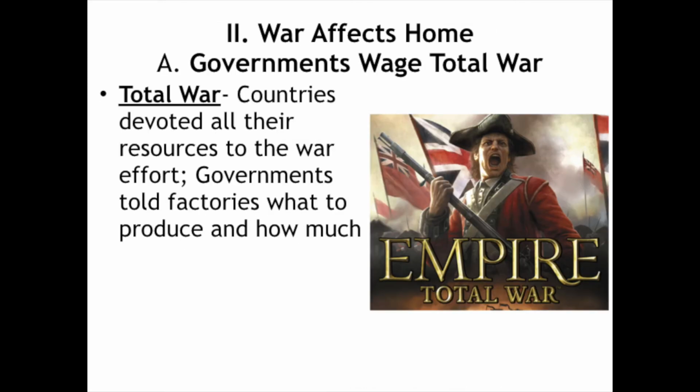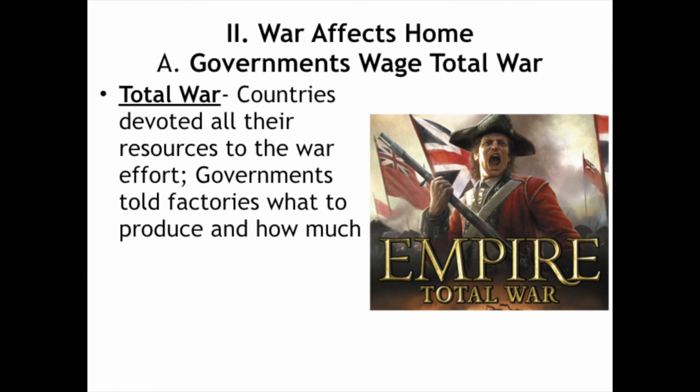Now, the United States would devote all of its resources to the creation of the war effort. At the time, the United States did not have a huge military. And so what they did is they essentially conscripted all of the industry in the United States to turn over to the military, basically to build military goods. And this is something that we would call total war. Total war is when a country devotes all of their resources to the war effort.